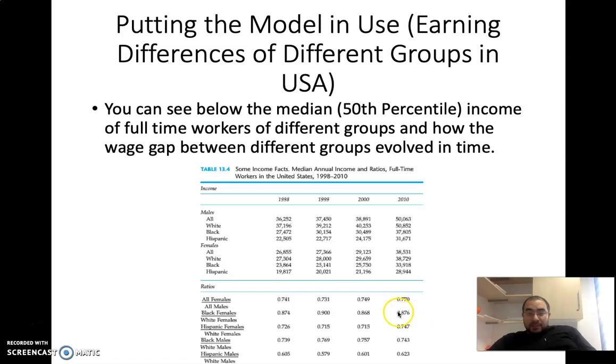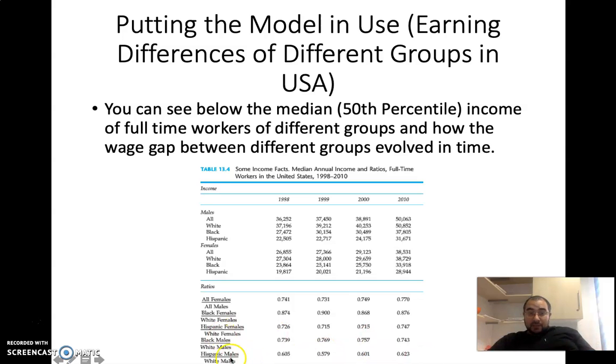The lowest wages, if you look, are for black females and white females. You have Hispanic females, white females, black males, white males, Hispanic males, white males. You don't have black females and black males, which would also be interesting. I mean, the gender gap in different ethnic groups themselves.